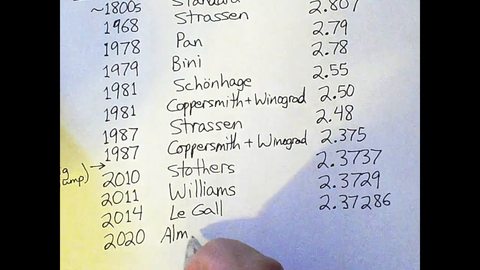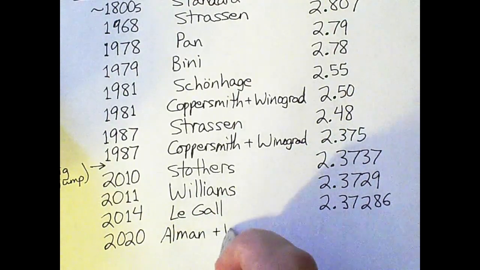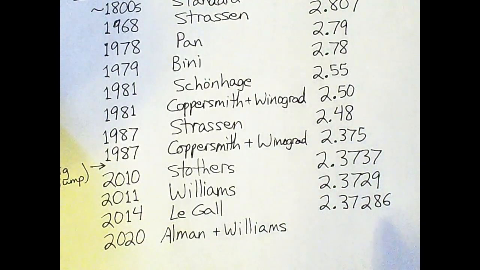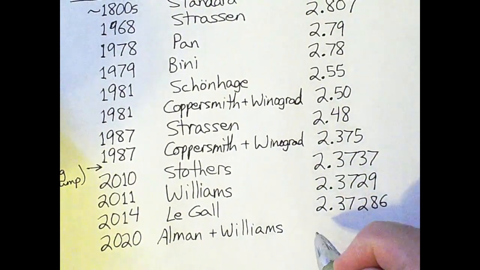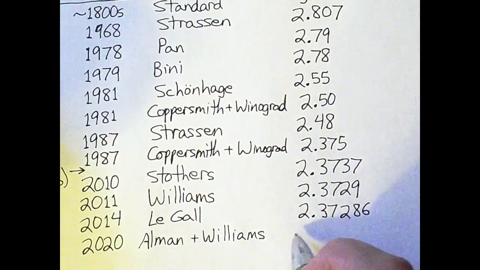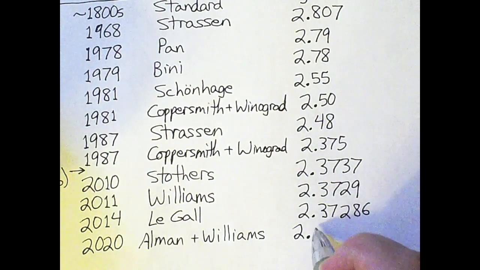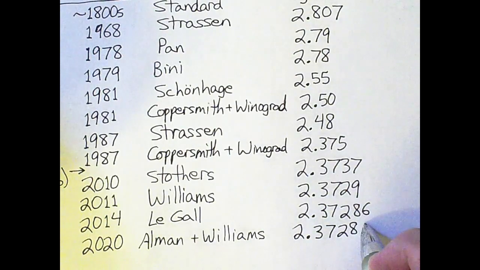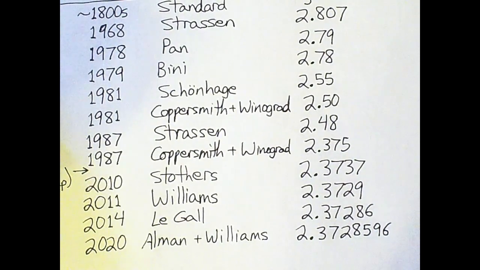It is a method by Alman and Williams. That's the same Williams as above. So Josh Alman and Virginia Williams have found a method that reduces the exponent to 2.3728596. Look at how close that is to the previous result.